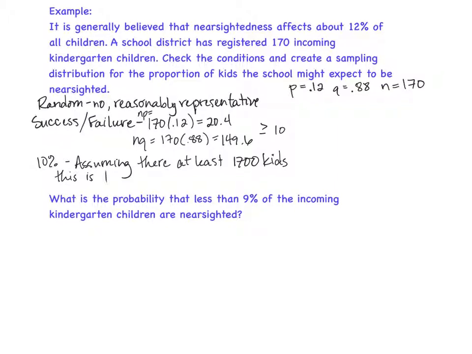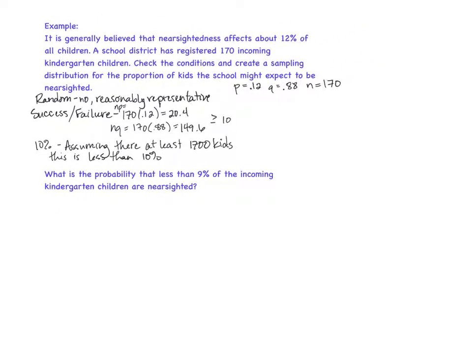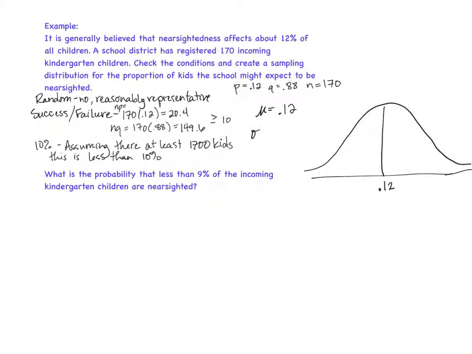This is less than 10%. That may be a big assumption depending on the size of the school. I'm going to shrink that down and draw this sampling distribution. So we have our mean is going to be 0.12. Middle there is 0.12. And our standard deviation, that's the square root of PQ over N. So square root of 0.12 times 0.88 divided by 170.